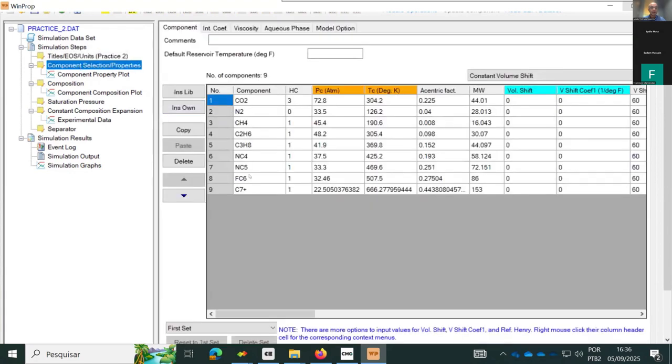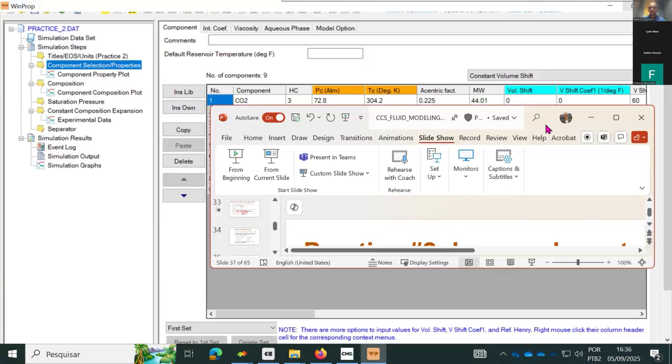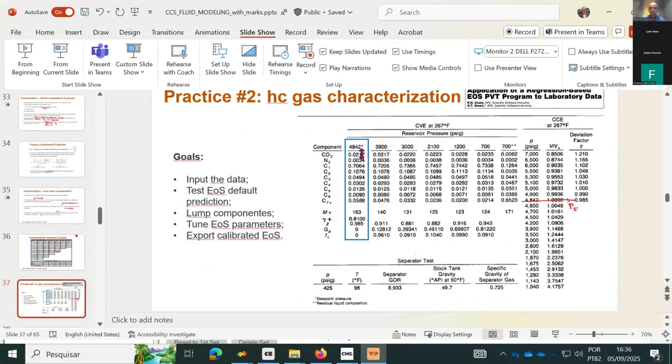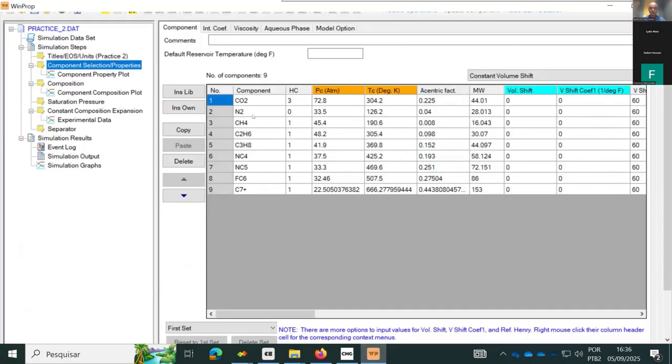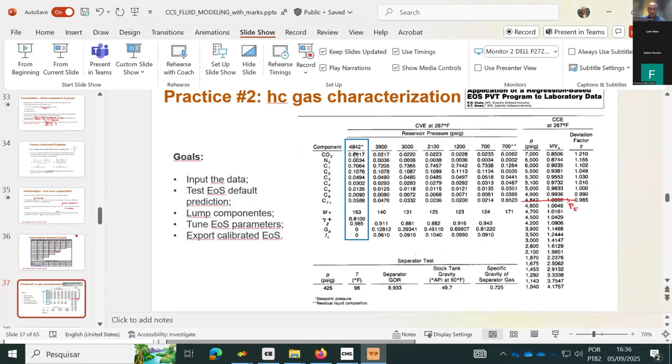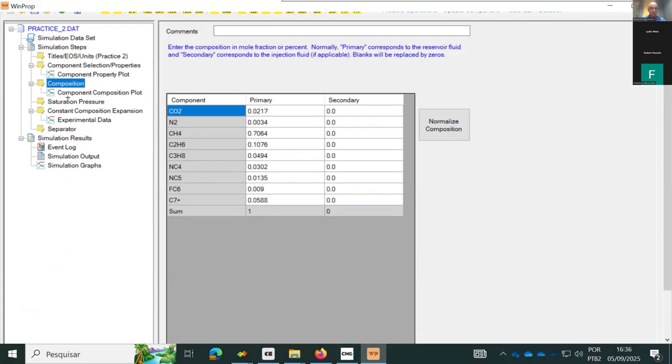I already included all the components that I have in my mixture. Take a look here. Those are the components in this mixture. Okay, I have CO2 to C7 plus. They are here. I input the primary composition of this mixture. I just copy this table, just copy this column to WinProp and paste here.